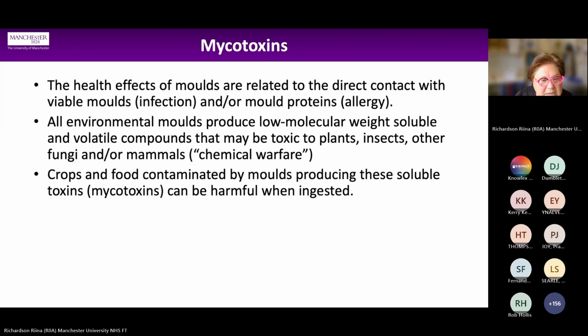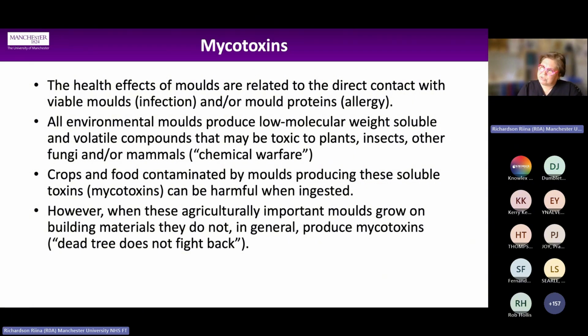Now, when we really talk about mycotoxin, we talk about only the soluble metabolic products that molds produce. That is when crops or food is contaminated by these soluble toxins, and then we call them mycotoxins, and they can be harmful for humans or animals when ingested.